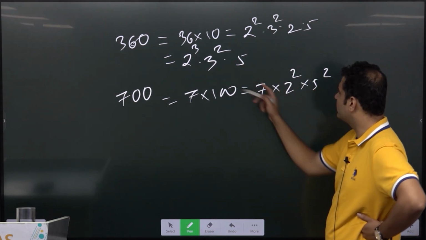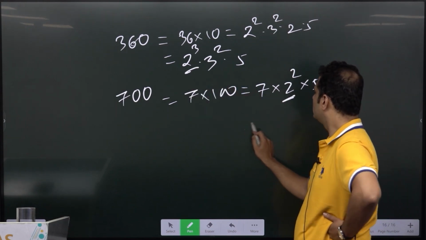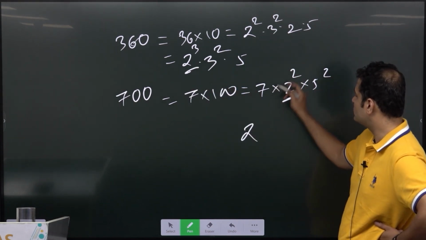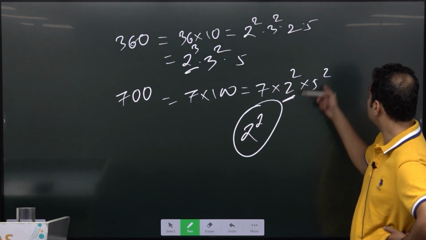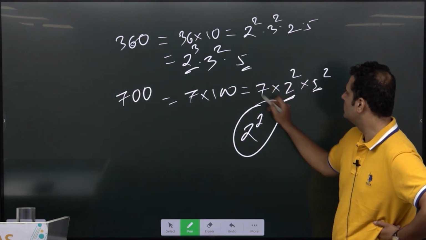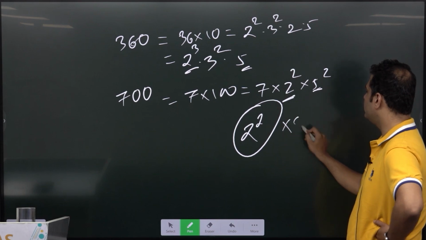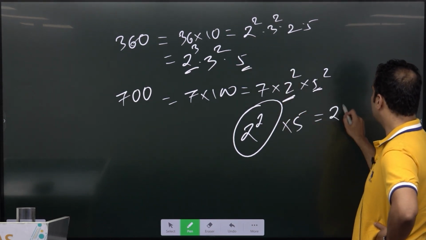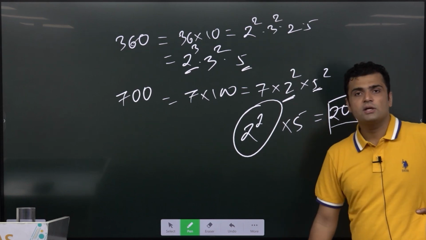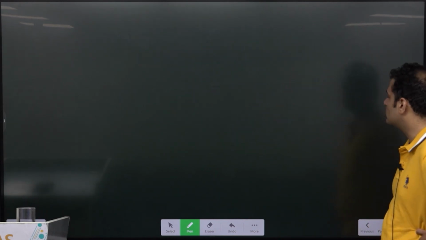So what is the common factor here? Only 2. What is the power of 2 that is common? Maximum power? This is the HCF. 4. Sorry, 5 is also here. 5 is also common. Highest power of 5 that is common is 1. So this is 4 into 5, 20 is the HCF of these two numbers.